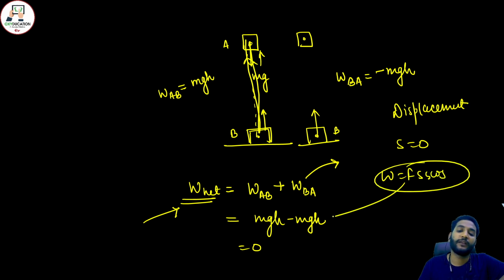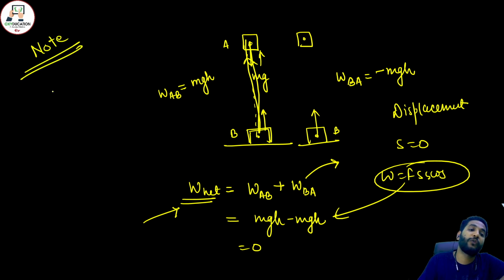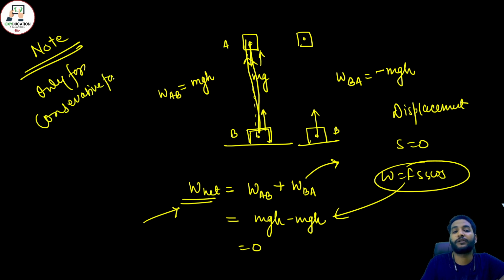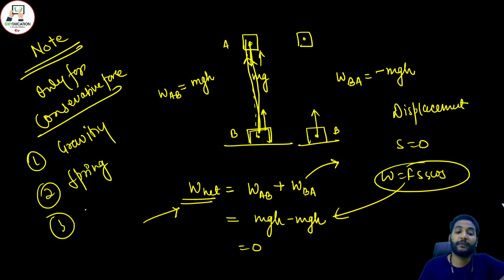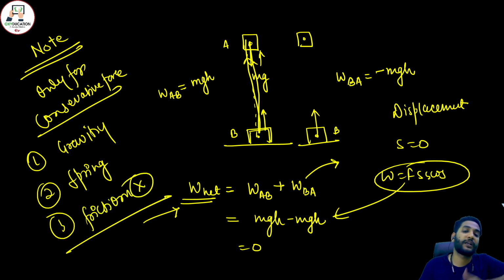ठीक है, इसीलिए हम वर्क डन क्या हो जाएगा, जीरो. But always remember, this is followed only for conservative force, conservative force. ठीक है, see, एक, दो, तीन. Gravitational force is a conservative force, मैं बता देता हूं. Gravity, spring force is a conservative force. उसके बाद हम लोग बात कर लेते हैं किसके बारे में, friction force is not a conservative force, remember this.